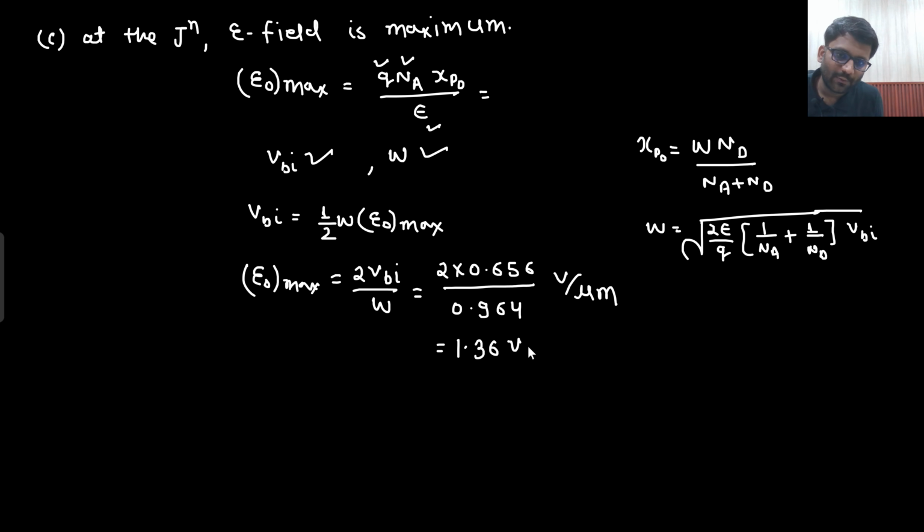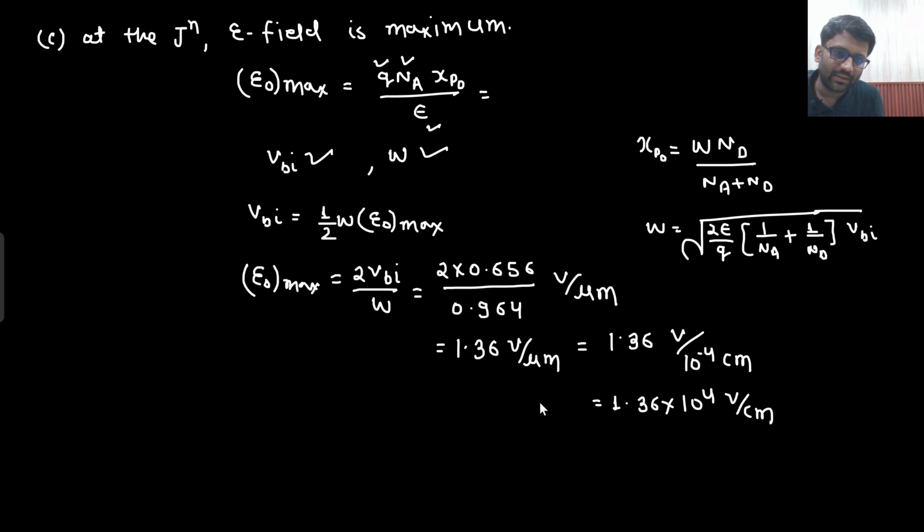1.36 volt per micrometer. What if the answer is mentioned in volt per centimeter? 1.36 volt per micrometer could be written with micrometer as 10 to the power minus 4 centimeter. So the answer would be 1.36 into 10 to the power 4 volt per centimeter. This would be your E naught max, right?